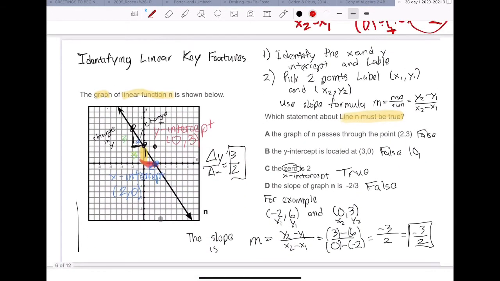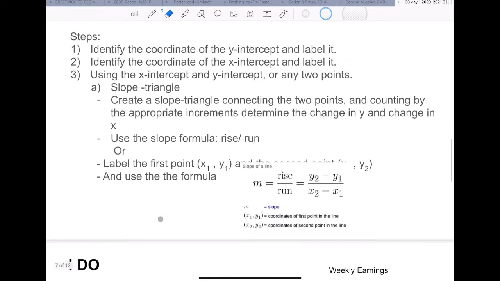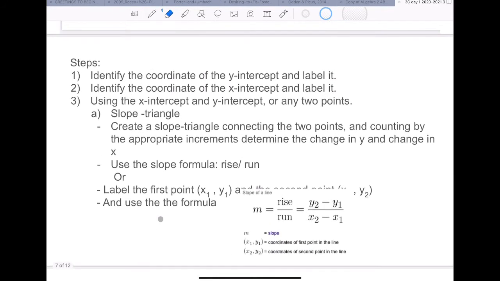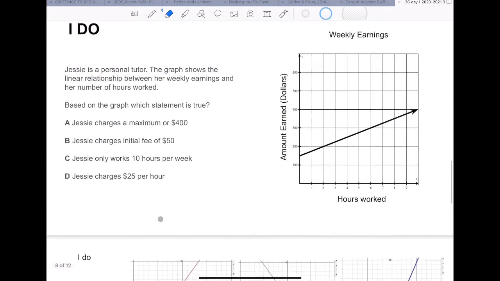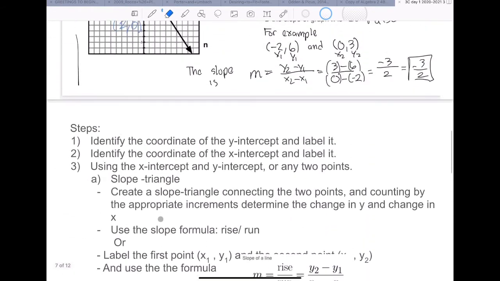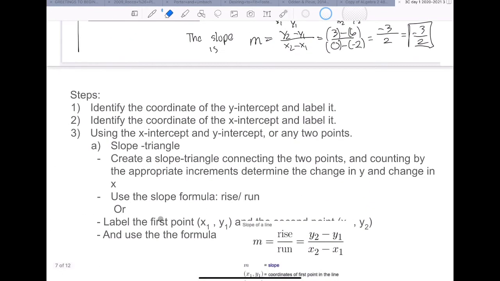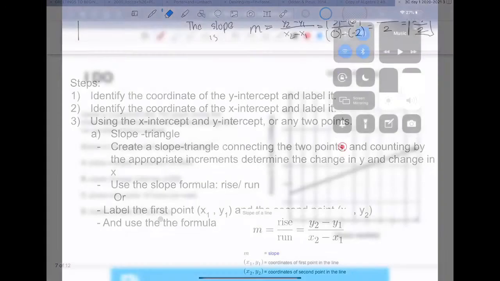Here's a chart of my I-do, so that way if you want to go back and reference it. And here are your steps. And if you go back to the Desmos activity right now, you could practice one on your own.